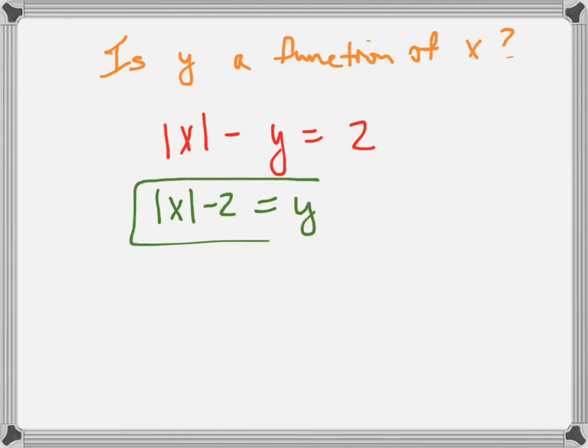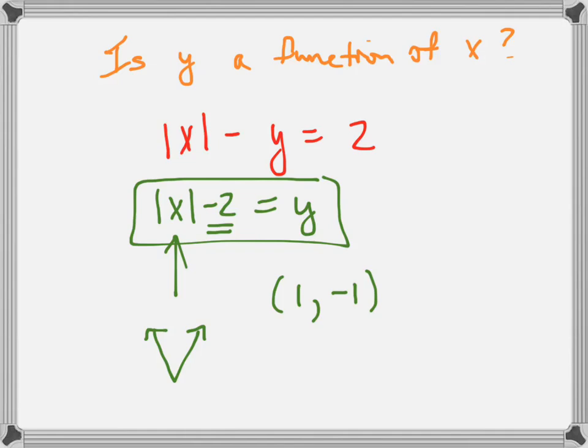And now I can see that this is just the v, and it's moved down 2, so that it is a function. Because when I plug in a value for x, like let's say 1, I'm always going to get -1 for y. When I plug in 3 for x, I'm always going to get +1 for y. When I plug in -1 for x, I'm always going to get -1 out for y. So yes, it is a function.